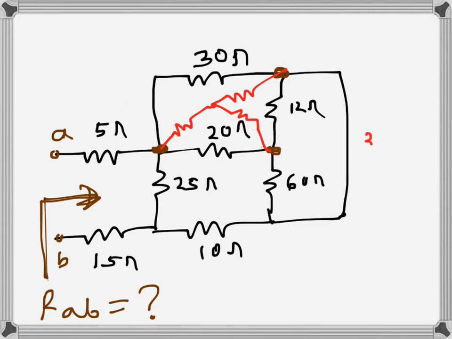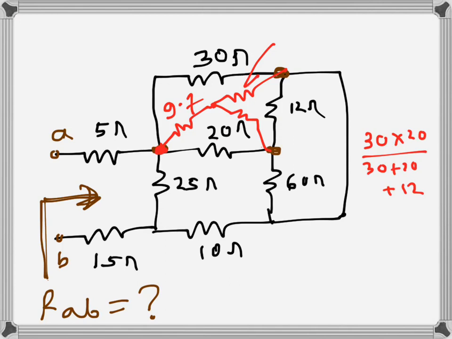30 times 20 divided by 30 plus 20 plus 12, the sum of the three delta resistances. In the numerator is the multiplication of the two resistances that were connected to this particular node where the new Y is connected. So 30 times 20 divided by 62, we get 9.7. So that's there. Then I need to find this resistance.